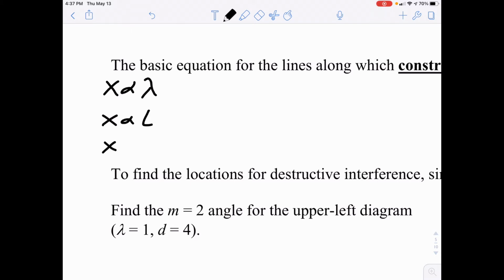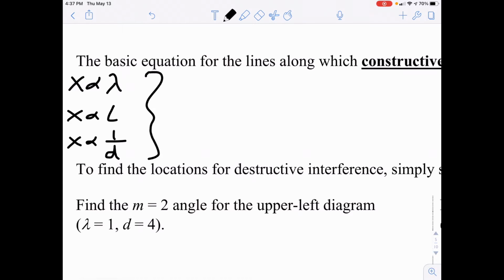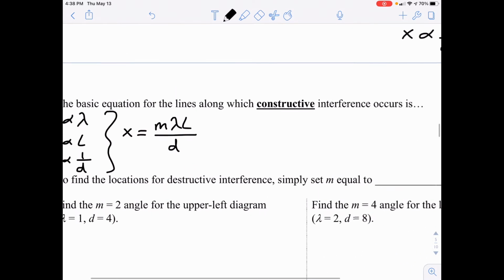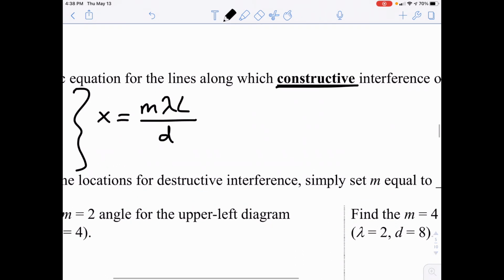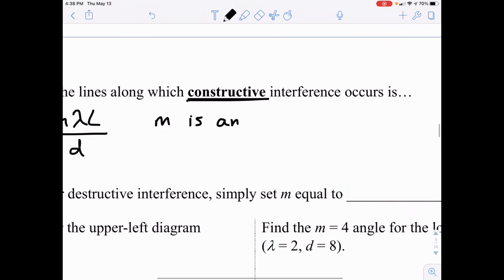But also, if we make the slits farther apart, that is inversely proportional to the distance between adjacent bright fringes. And so if we put this all together, we get that X is equal to m lambda L over D. This is our main basic equation for what is called constructive interference. So now, what is M? Well, M essentially is an integer multiple.